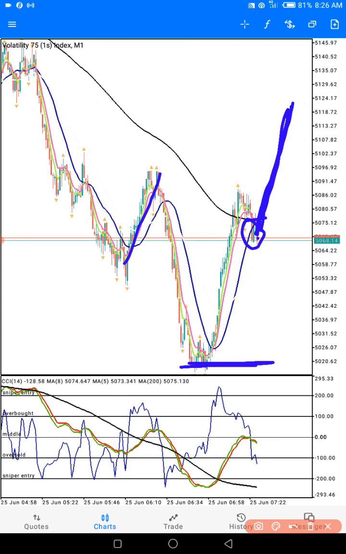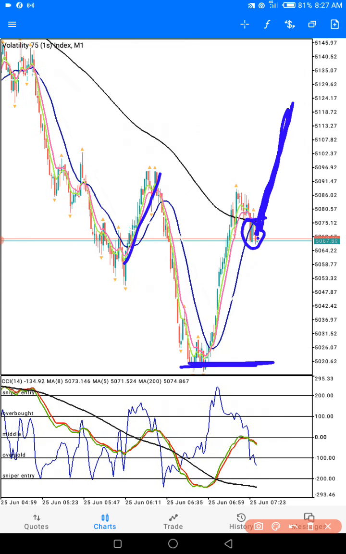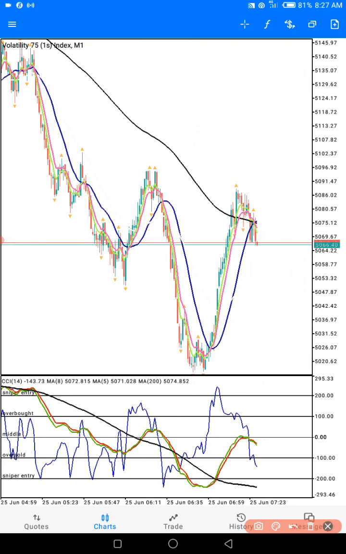Now you're going to watch out. You don't just jump into the trade. You are going to watch out for how the market is going to do, so that you can get it right. Now look at what it's forming. I think it's forming the head and shoulder, the inverse head and shoulder pattern.